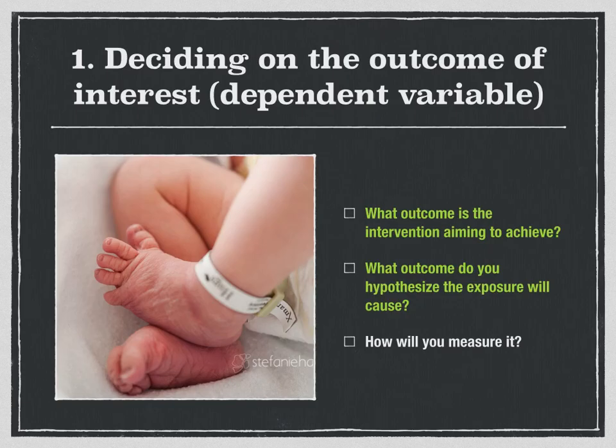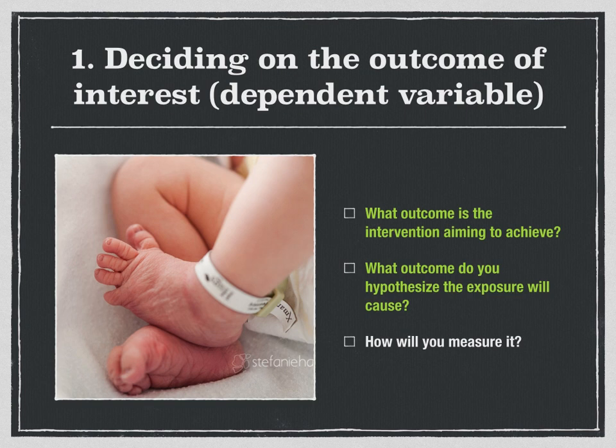First, deciding on the outcome of interest, the dependent variable. Sometimes it's easy to forget that we conduct experimental studies because we care about specific outcomes. We can get caught up in designing an airtight experiment and lose sight of the ultimate goal of the study, to test the hypothesis that an intervention or exposure causes an outcome. That's why we should start here first.